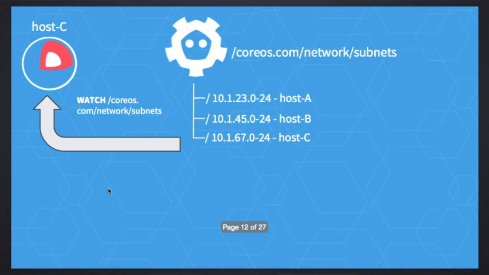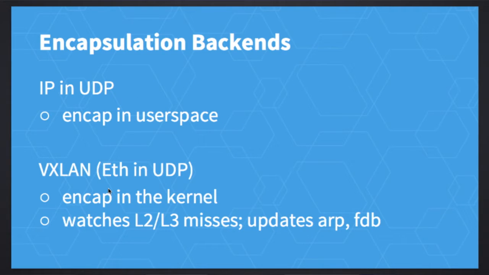Finally, once it has successfully allocated itself a subnet, it places a watch, which is actually implemented as HTTP long polling. It places a watch on that CoreOS.com network subnets directory, and it then gets notified of any changes to that directory. So it's going to see any changes to the cluster membership, any additions or deletions, and so it's going to be able to keep its mapping extremely current. There's milliseconds of latency.